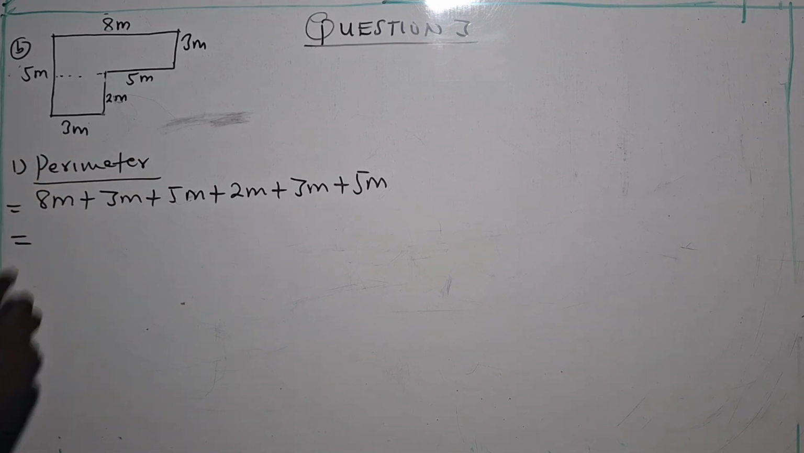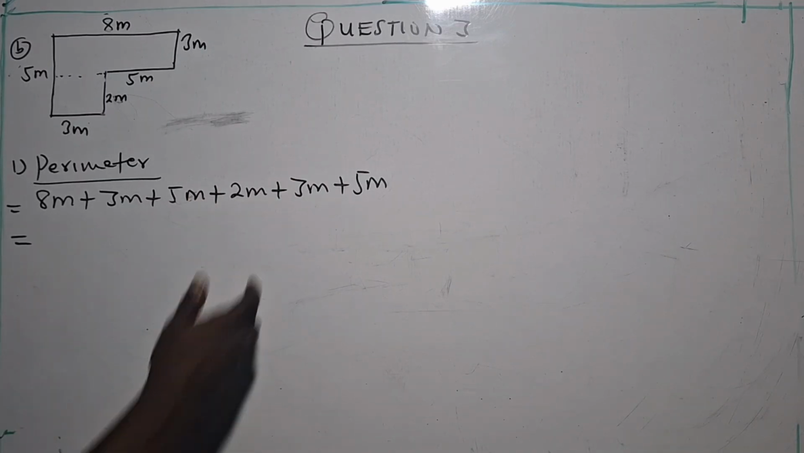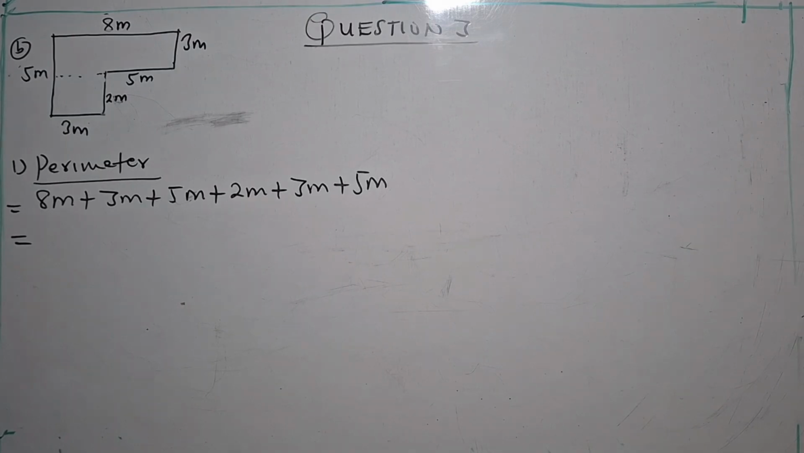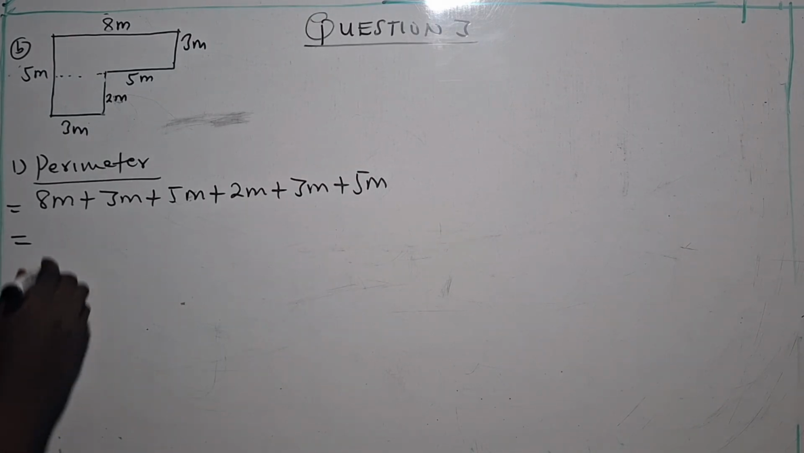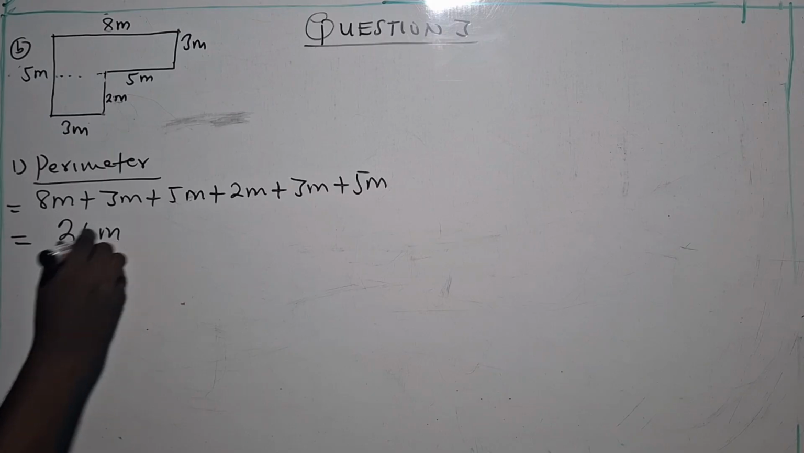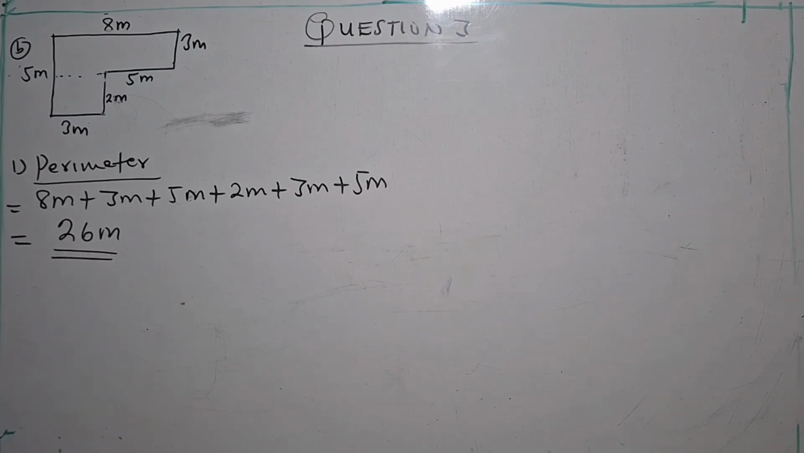So let's look here. Now 8 plus 3 is 11, plus 5 is 16, plus 2 is 18. 18 plus 3 is going to be 21. Then plus 5 is going to be 26. So we are going to have 26 meters as our perimeter. So this is the perimeter.